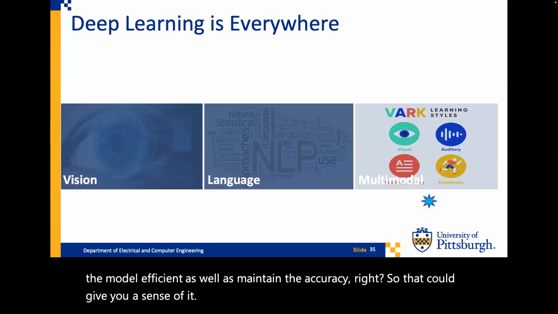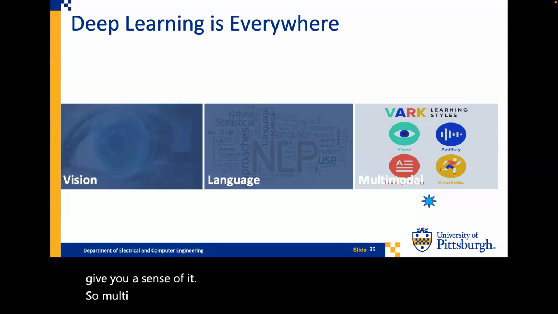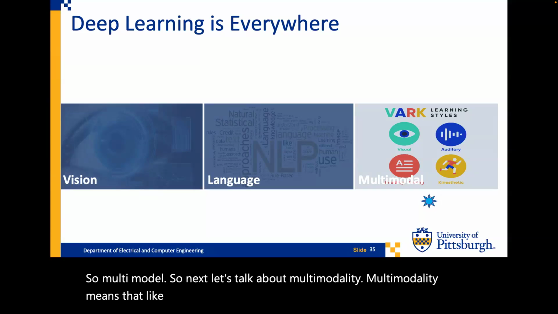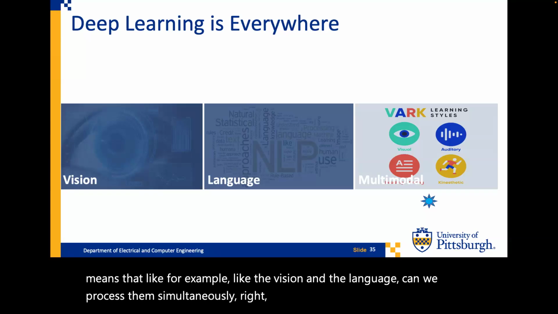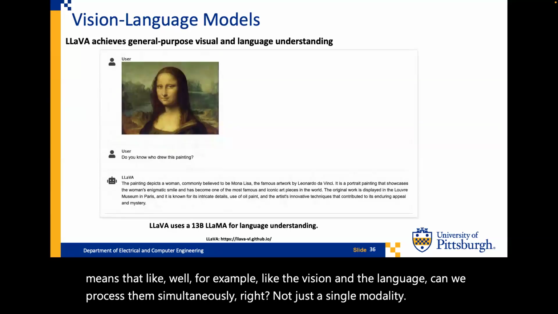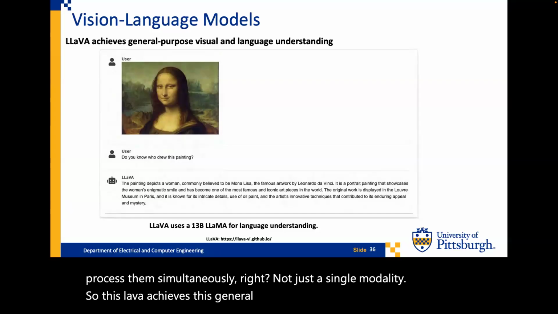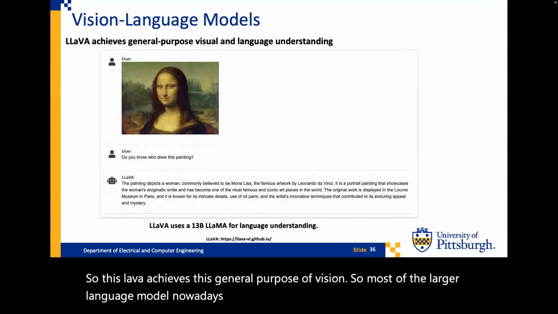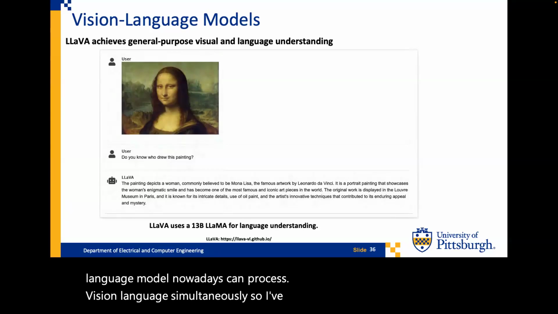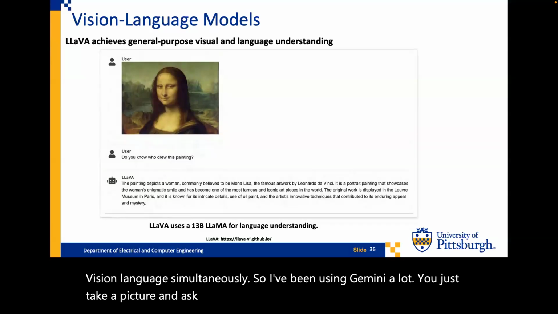So next, let's talk about multimodality. Multimodality means, for example, the vision and the language, how can we process them simultaneously, right? Not just a single modality. So this LLaVA achieves general purpose vision. Most of the large language models nowadays can process vision and language simultaneously. I've been using Gemini a lot. You just take a picture and ask a question, and it gives you a lot of really good suggestions.